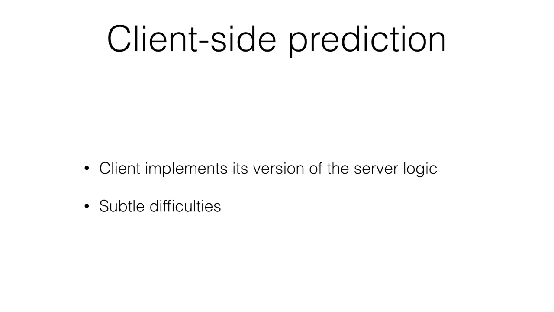First thing you need to get optimistic updates: you need the client to be able to predict what the server is going to return. So it just has to implement its own version of the server logic. There are some subtle difficulties here, which we'll get to later. But on its surface, it's fairly simple. You submit a comment, it knows the structure of the comment. It's going to have an ID, a name, a comment body. So we can guess that that's what the server is going to return when it's done.